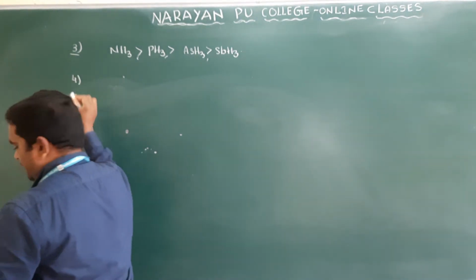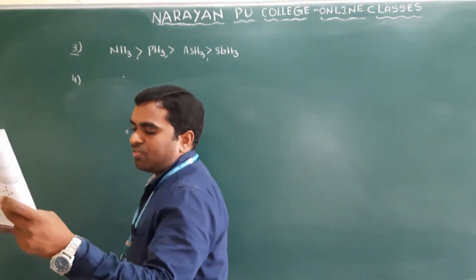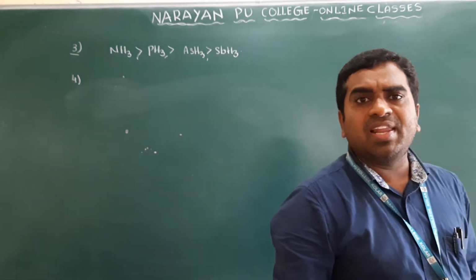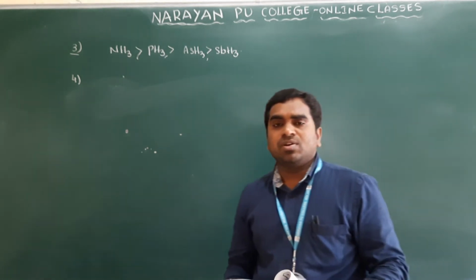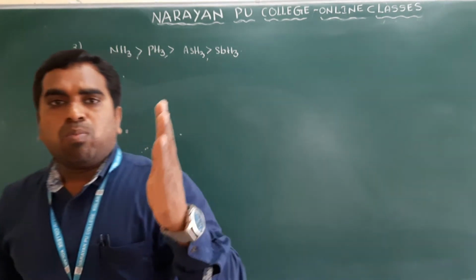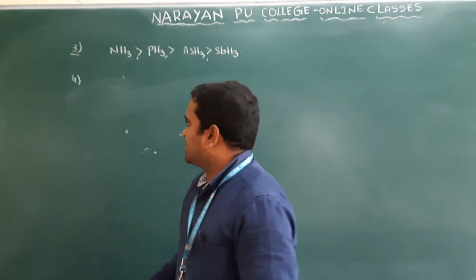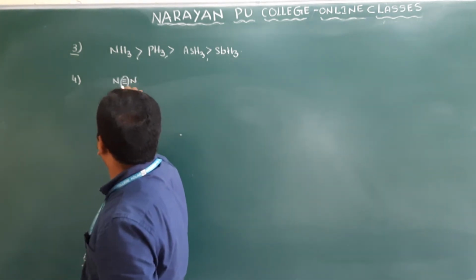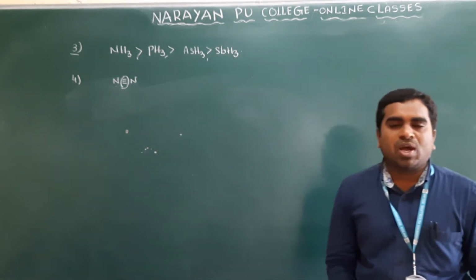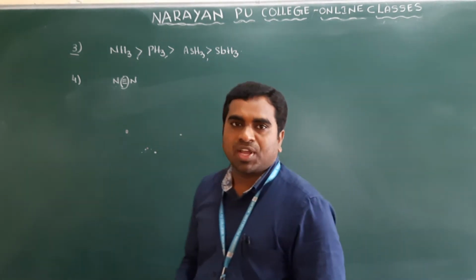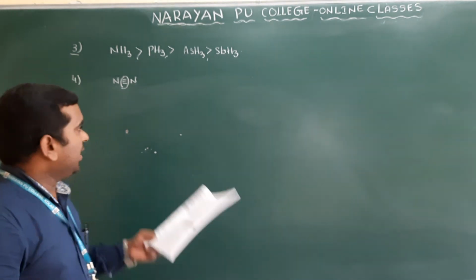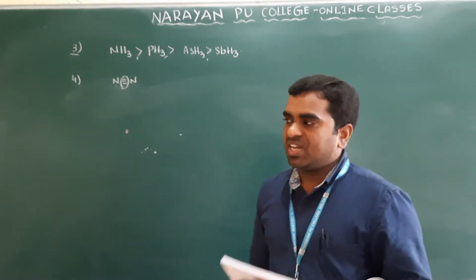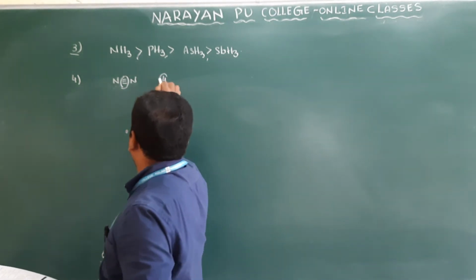Question number 4. The low reactivity of nitrogen is due to which reason? I already mentioned nitrogen is chemically inert because of its high bond dissociation energy. Why? Because between nitrogen and nitrogen there is a triple bond. To break that, you have to supply a lot of energy to involve it in a chemical reaction. So that's why it is chemically inert, because of high bond dissociation energy. Option 4 is the correct one.